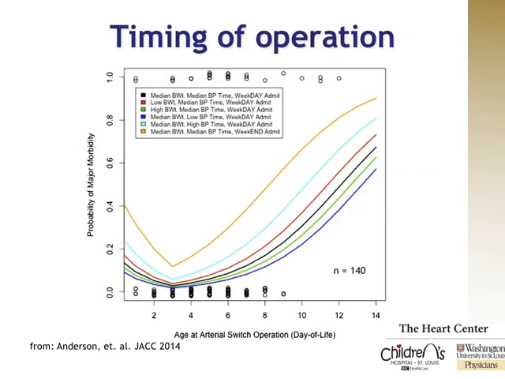This graph's from a study that was published out of Columbia in New York City. They were trying to look, is there any specific sort of date of life that is best outcomes?